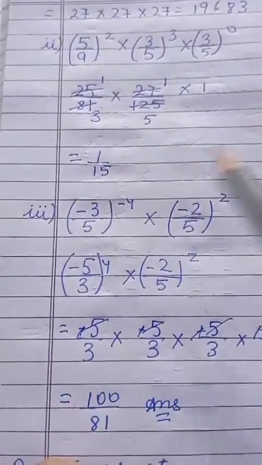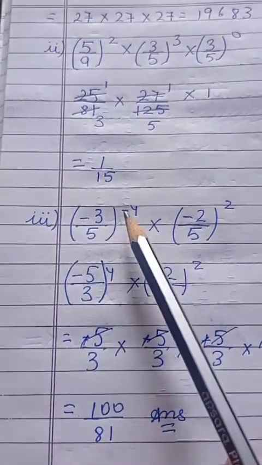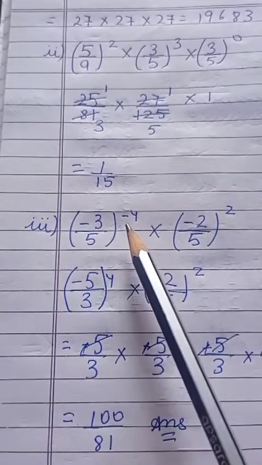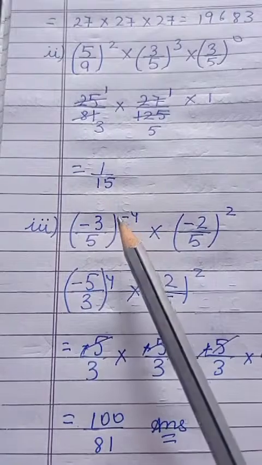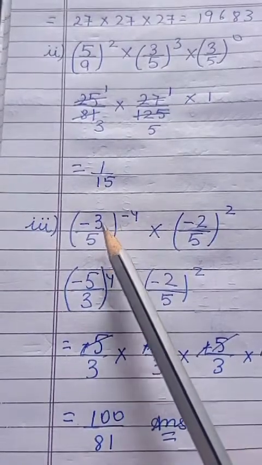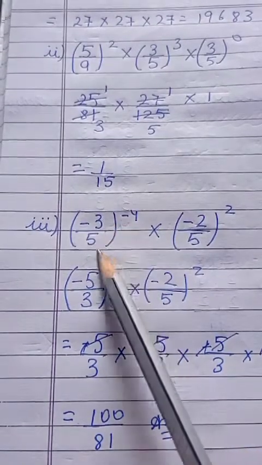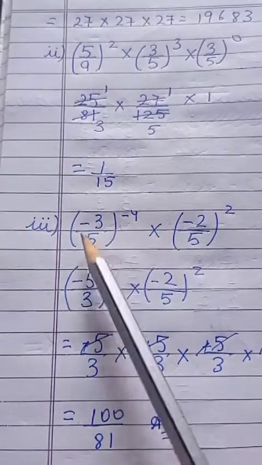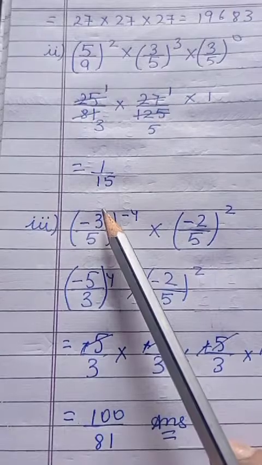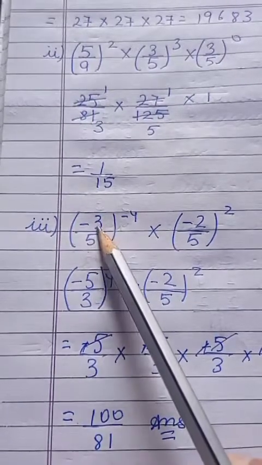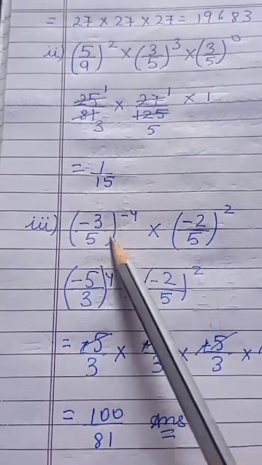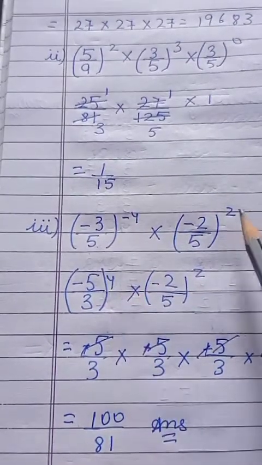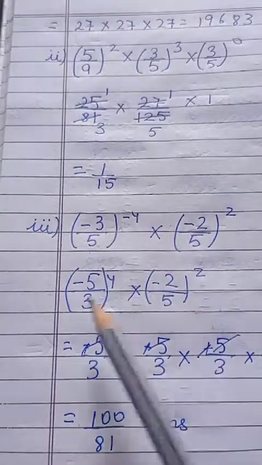Come to the next question now. Look here, negative power will create a problem. So this is the rule, children. If power is negative, you want to make it positive. So what you have to do? You have to interchange the place of the base. Meaning numerator will become denominator and denominator will become numerator. It will become 5 you can take up and 3 you can take down. Then the sign of the power will change. It will become positive. This was positive only, let it be like this only.